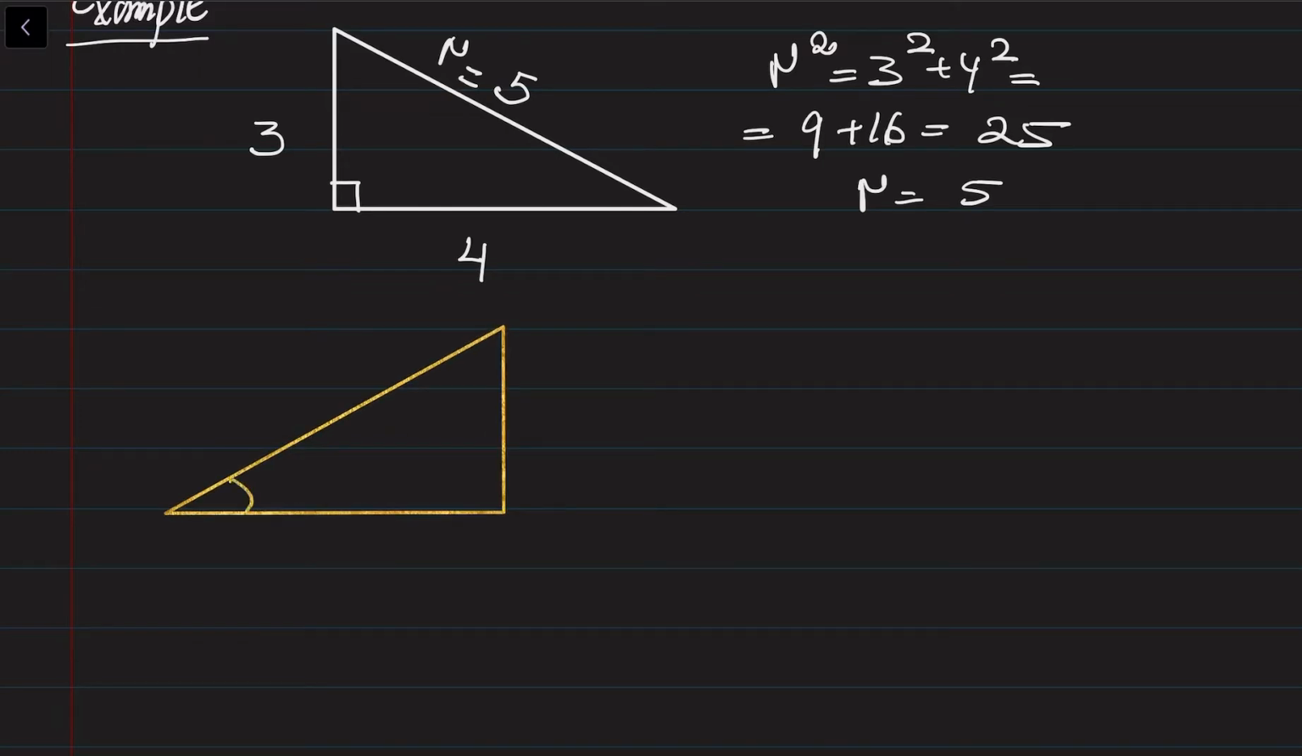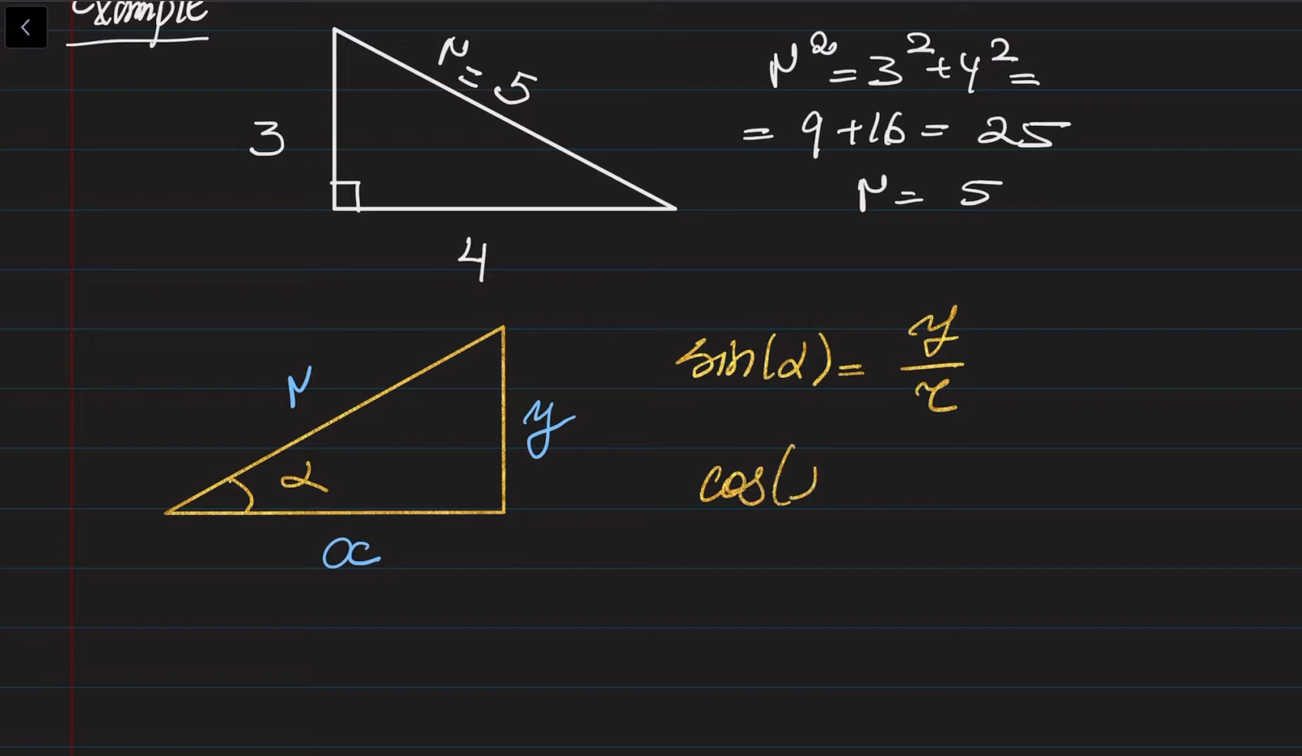So let's say again, you're given a triangle with some angle, let's say alpha, okay? And again, I would like to write down the length of this side as y, this side is going to be equal to x, and this side is going to be equal to r. Then the sine of alpha is going to be equal to the opposite side divided by the hypotenuse. It's going to be y divided by r. At the same time, the cosine of this angle is going to be equal to the adjacent side divided by r.